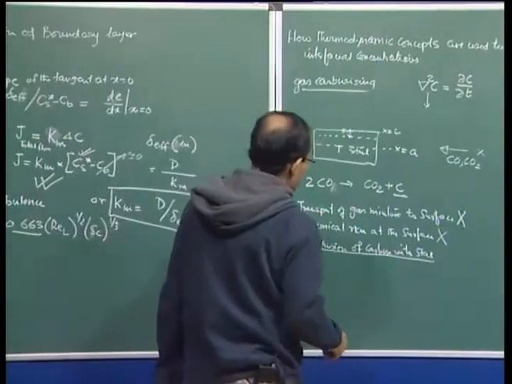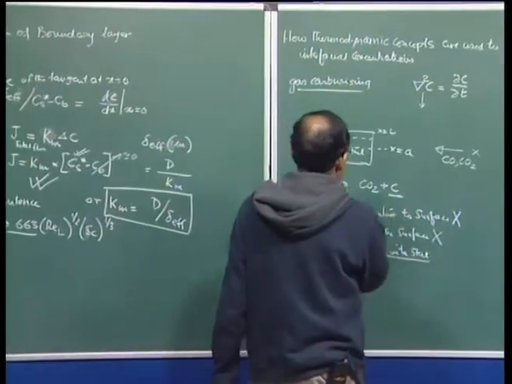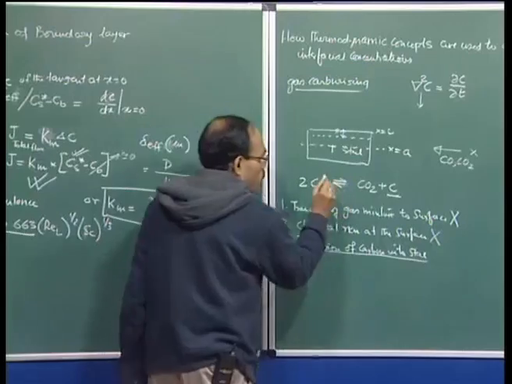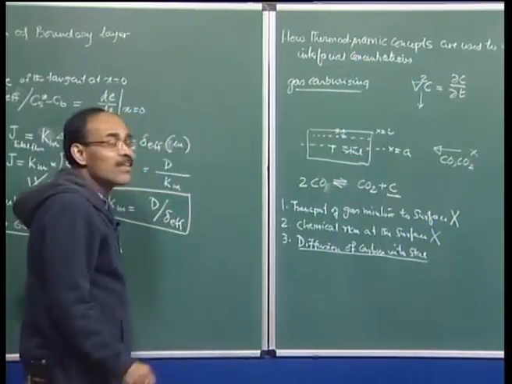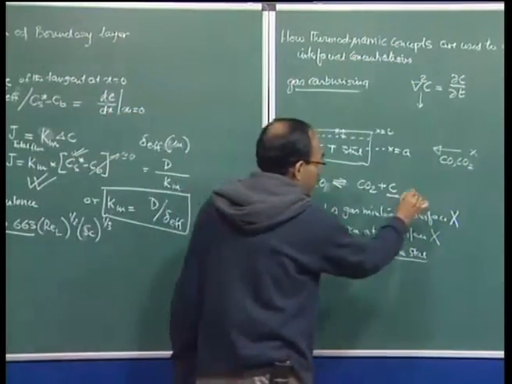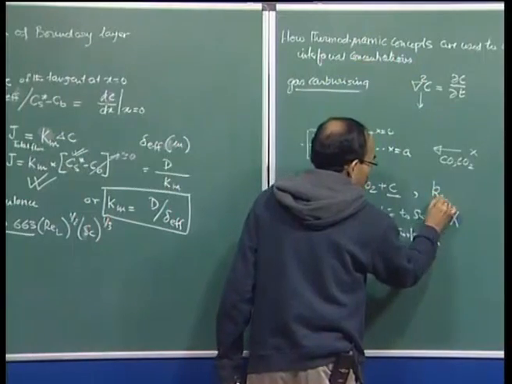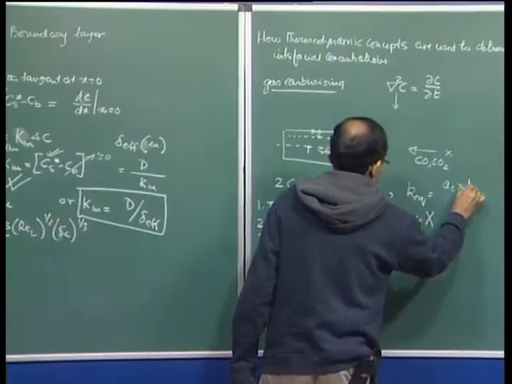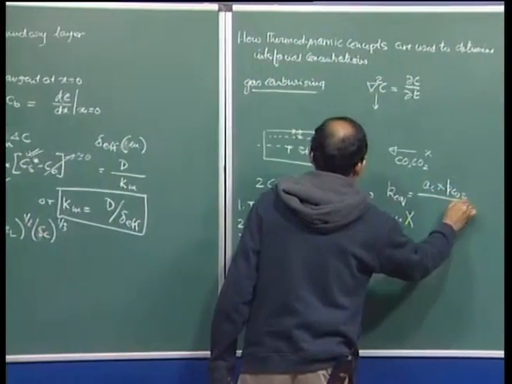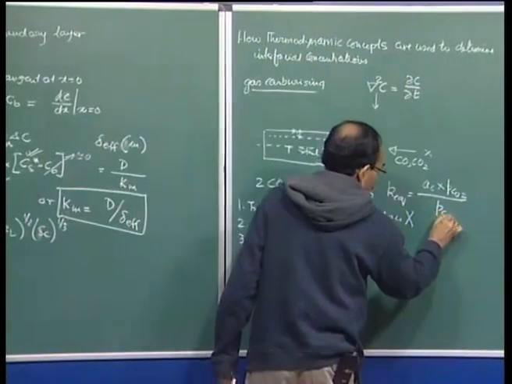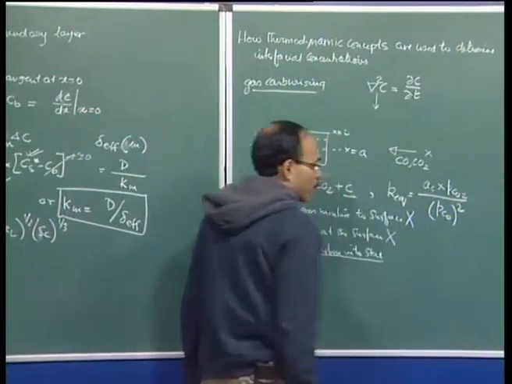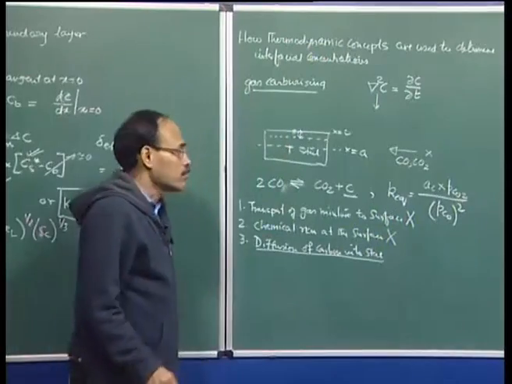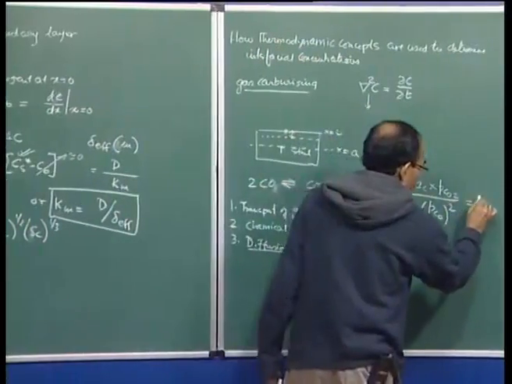I can therefore say that this reaction which I have written is operating close to equilibrium, and if I write K equilibrium for this reaction, I will say activity of carbon into PCO2 divided by PCO square. The equilibrium constant is known to me from thermodynamics, from delta G naught known.